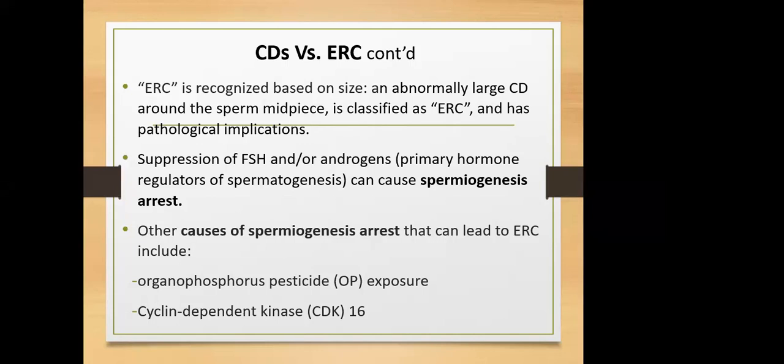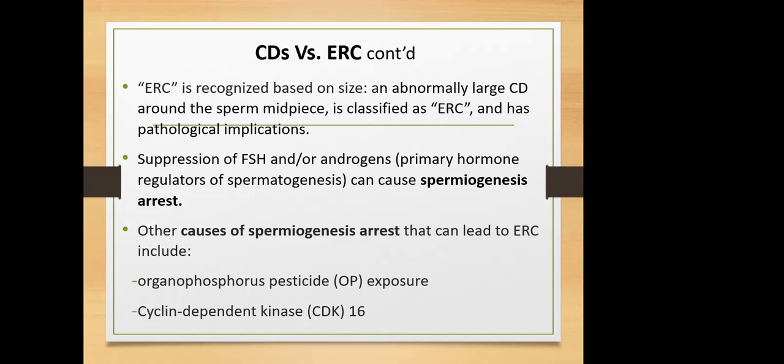All right. So I've said over and over again, the hormones control spermatogenesis. And don't confuse spermatogenesis and spermiogenesis. Spermiogenesis is one of the phases of spermatogenesis, and there could be an arrest in there. The arrest in there will lead to the ERC.